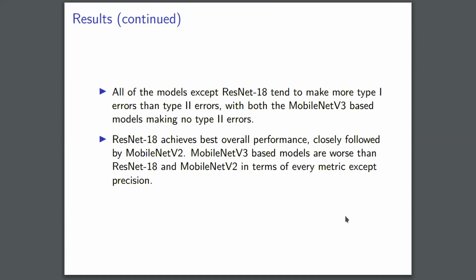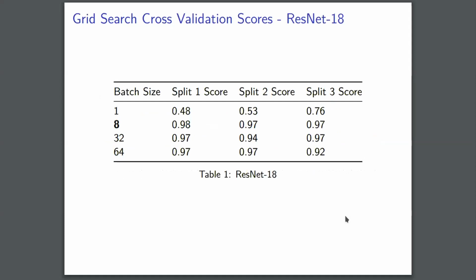Yeah, and we will see how they performed in the metrics. First we'll come to the training scores. So this is ResNet 18's training scores. This is during the threefold cross validation. As we are performing grid search, we are exploring 4 different batch sizes: 1, 8, 32, and 64. And these are all the validation scores, that is accuracy score for each split.